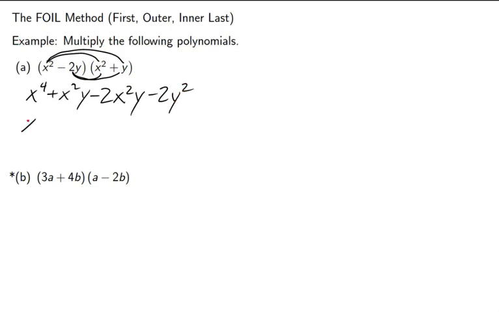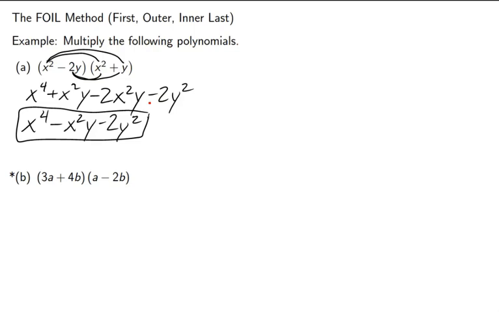Now I can simplify this a little bit. x squared y minus 2x squared y is just negative x squared y. Keep my negative 2y squared, and I'm finished. So that's the FOIL method. It works when you're multiplying two binomials.